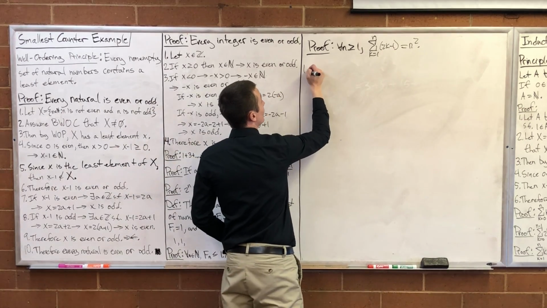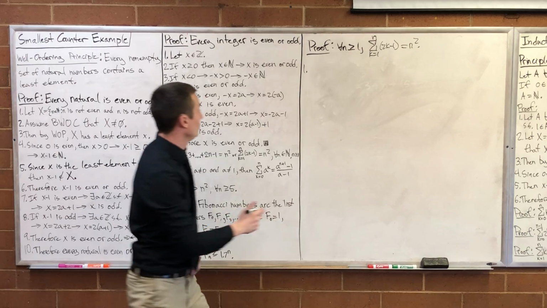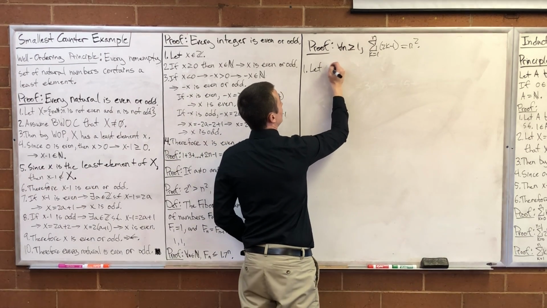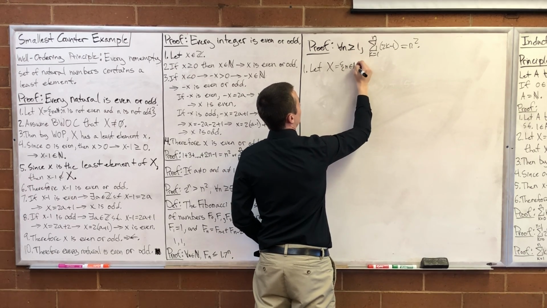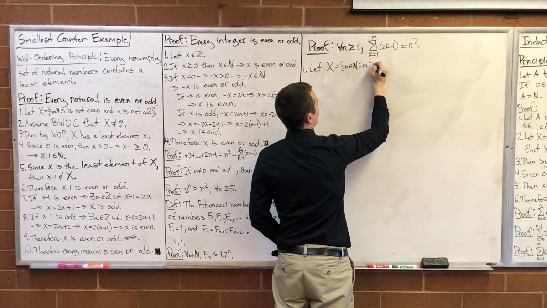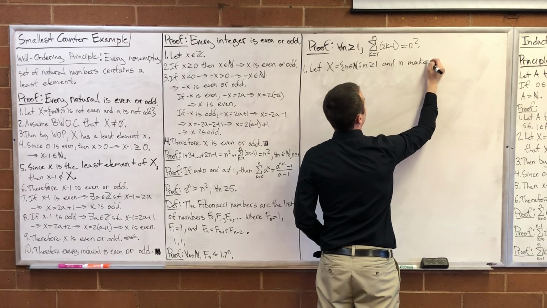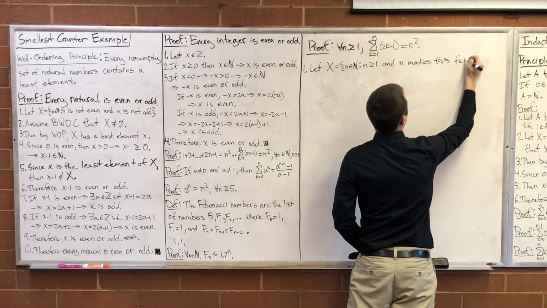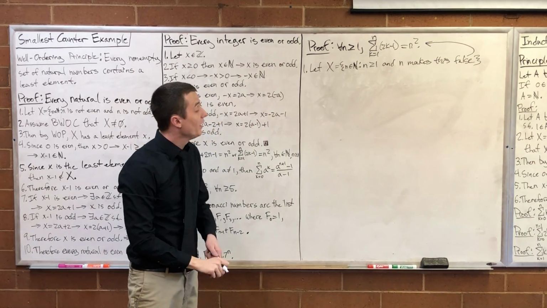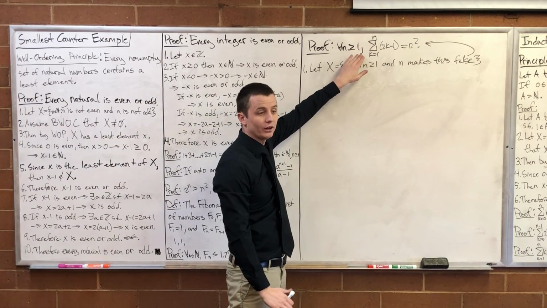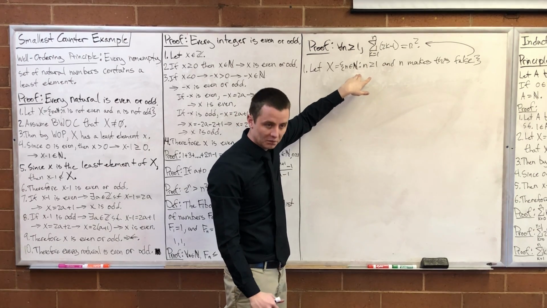Okay. We're going to do proof by smallest counterexample. So 1, let big X be the set of all natural numbers n such that n is greater than or equal to 1 and n makes this false. We know that this statement is true for all natural numbers greater than or equal to 1. I'm saying let X be the set of all natural numbers that make it false. We know X is empty.